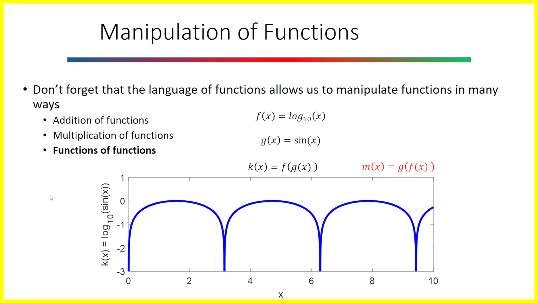And as we discussed before, we can also take a function of a function. If we define k of x as f of g of x, we now get this strange looking periodic function. Also, take a moment to note that f of g of x is not the same thing as g of f of x. If we define m of x as g of f of x and then graph it, we find that f of g of x and g of f of x look very, very different. Always keep that in mind.